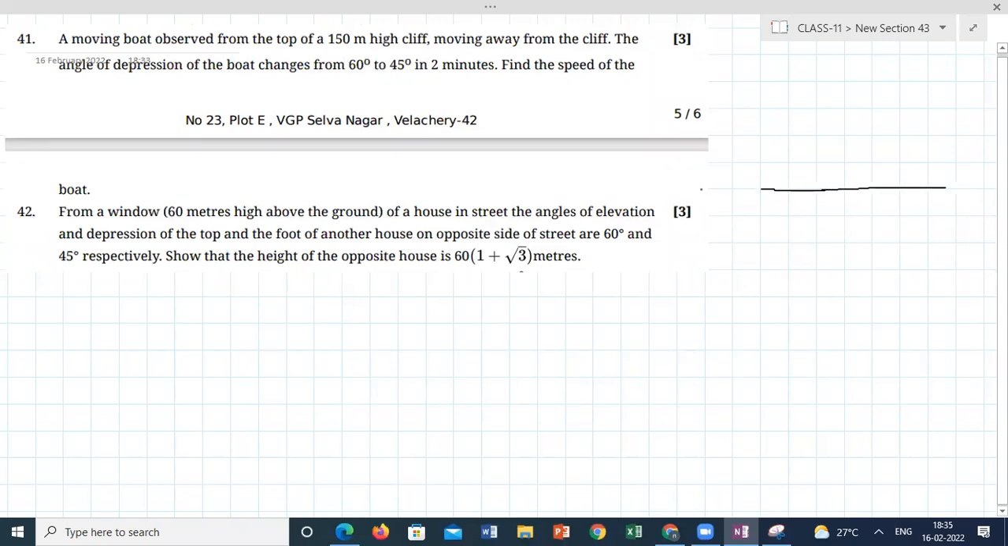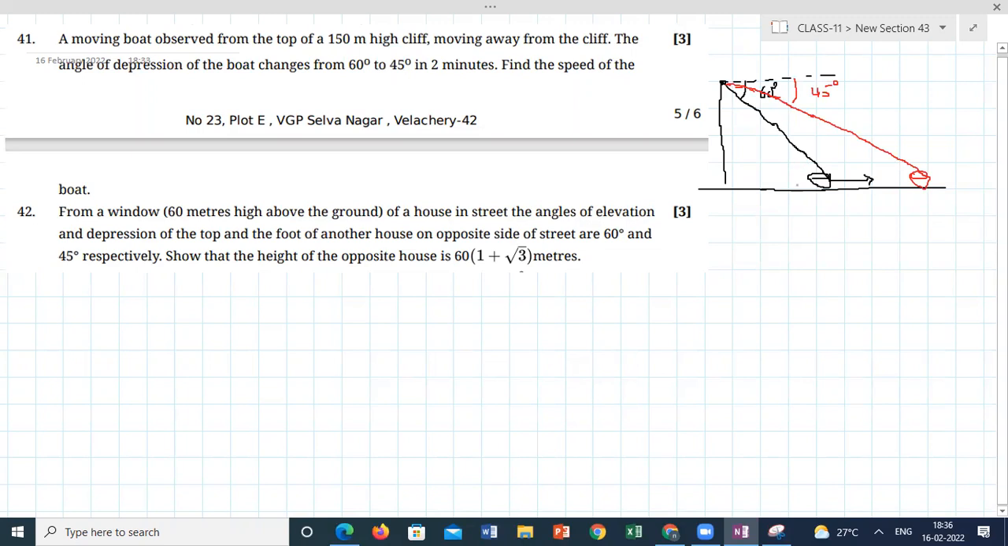Suppose this is the baseline and this is the tower. The observer is observing from the tower. Initially, the boat is here and he is observing, so the angle of depression is 60 degrees. The boat is moving away from the cliff like this. When he observes the second time, the boat is at this second position, and this is my line of sight. Now the angle of depression is 45 degrees. It has decreased. When the boat goes away, it keeps on decreasing.